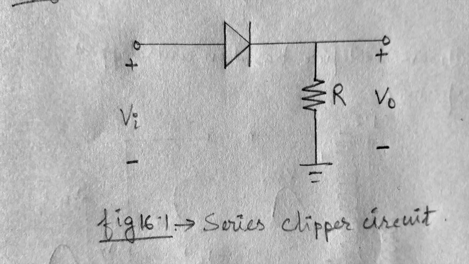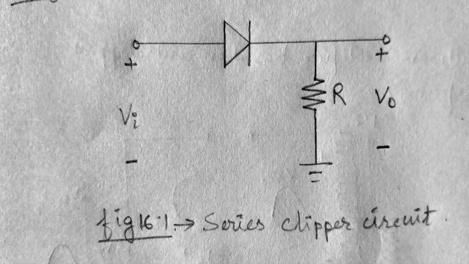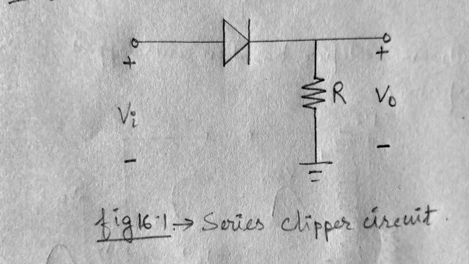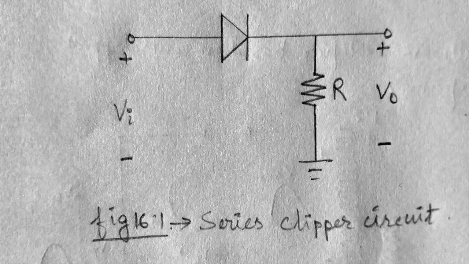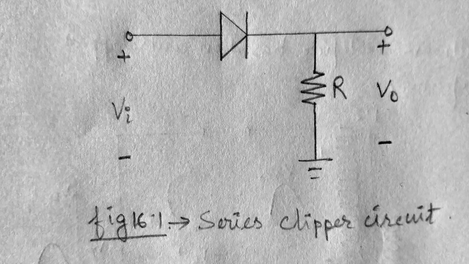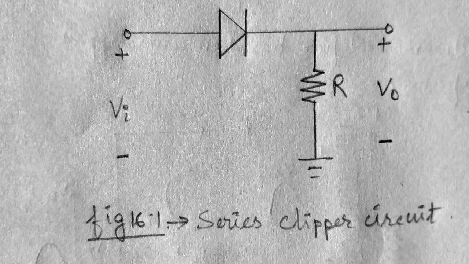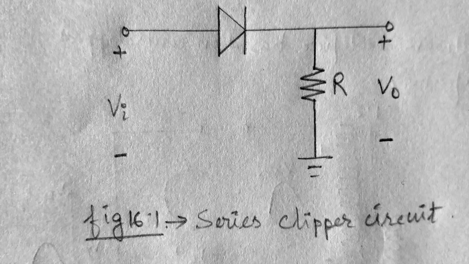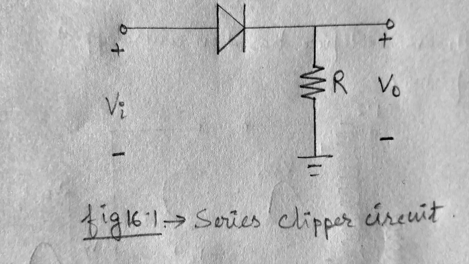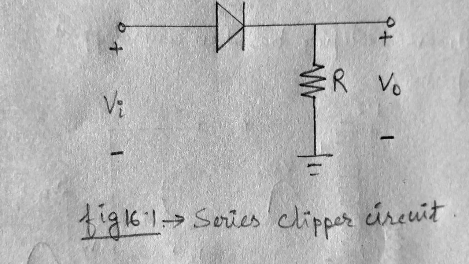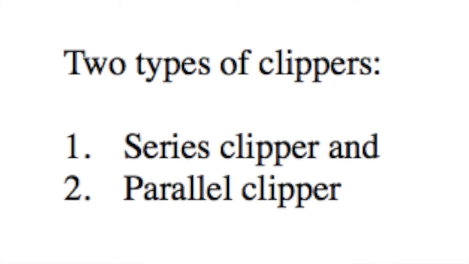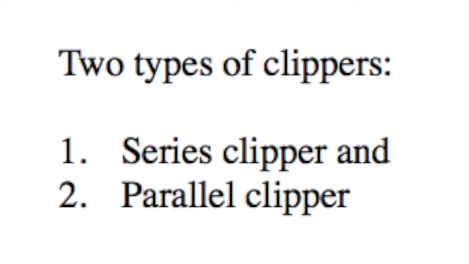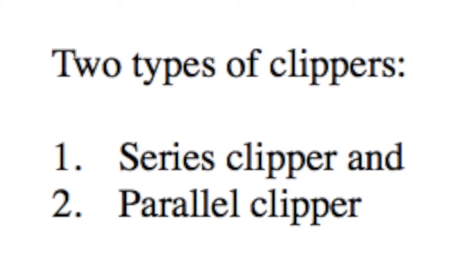A clipper circuit is used to cut a portion of the input signal, without distorting the remaining part of the input alternating waveform. A half-wave rectifier, in the previous tutorial, is the simplest form of clipper with one diode and one resistor. Depending on the orientation of the diode terminals, either positive or negative part of the signal is cut off. There are two types of clipper circuit: series and parallel configuration.